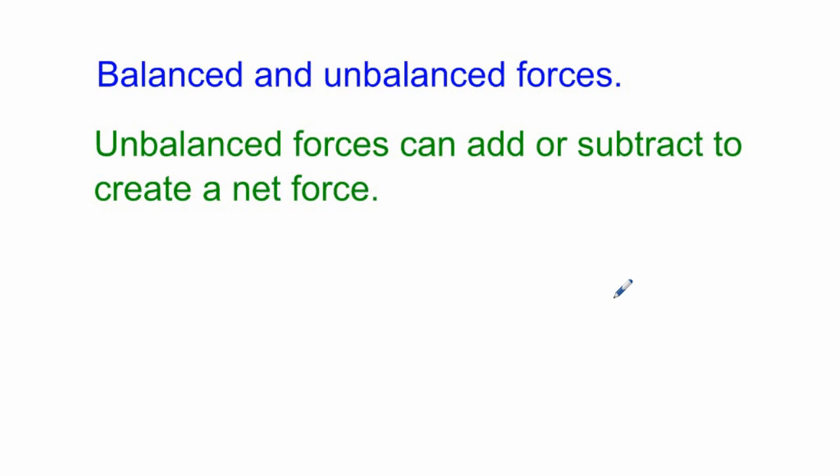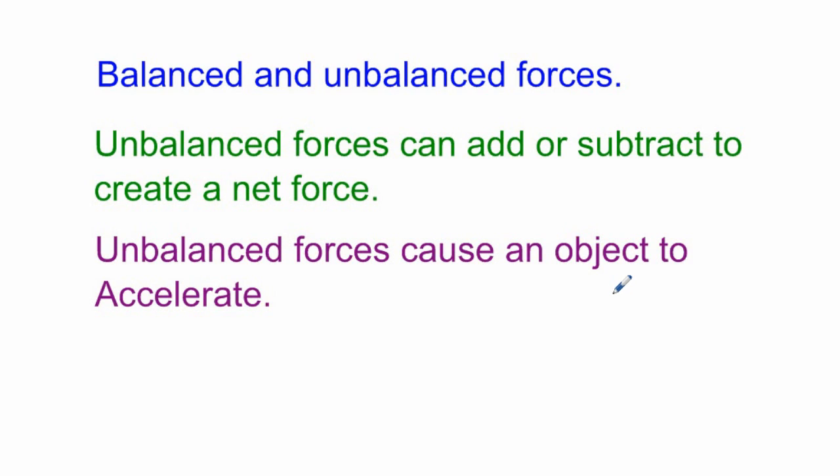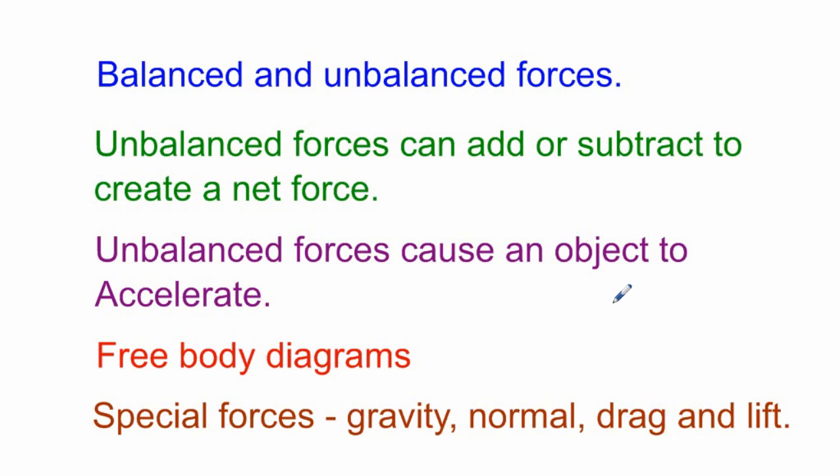In this video, we talked about balanced and unbalanced forces. We said that unbalanced forces can add or subtract to create what we call a net force, and that's the result of adding or subtracting the forces. We said that an unbalanced force causes an object to accelerate, that is to speed up, slow down, or change direction. We looked at free body diagrams to analyze forces to determine what direction and how much net force there is on the object. And then finally, we looked at some special types of forces that occur here on Earth that may not be occurring up in space. We talked about gravity. We talked about the normal force that counteracts gravity. We talked about lift that makes an airplane go up, and we talked about drag. Now, there are some other forces, but these are enough to get us started for now.